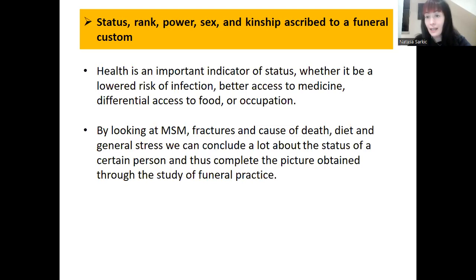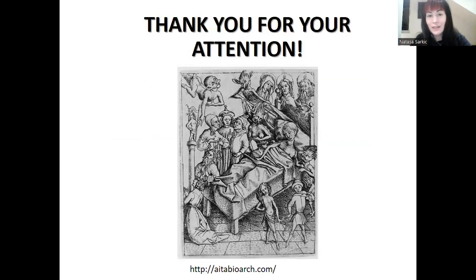Diet, of course, thanks to isotopes, we can see a diet rich in animal proteins. Of course, it points to a high rank of this individual, as well as access to luxury or exotic foodstuff, which again can tell us that this individual was coming from high society. But also the levels of general stress, all this can give us the complete picture that we can obtain through study of funeral practice. So only when we include all of this can we get the entire picture of one person or one population through history. Okay, that would be all.